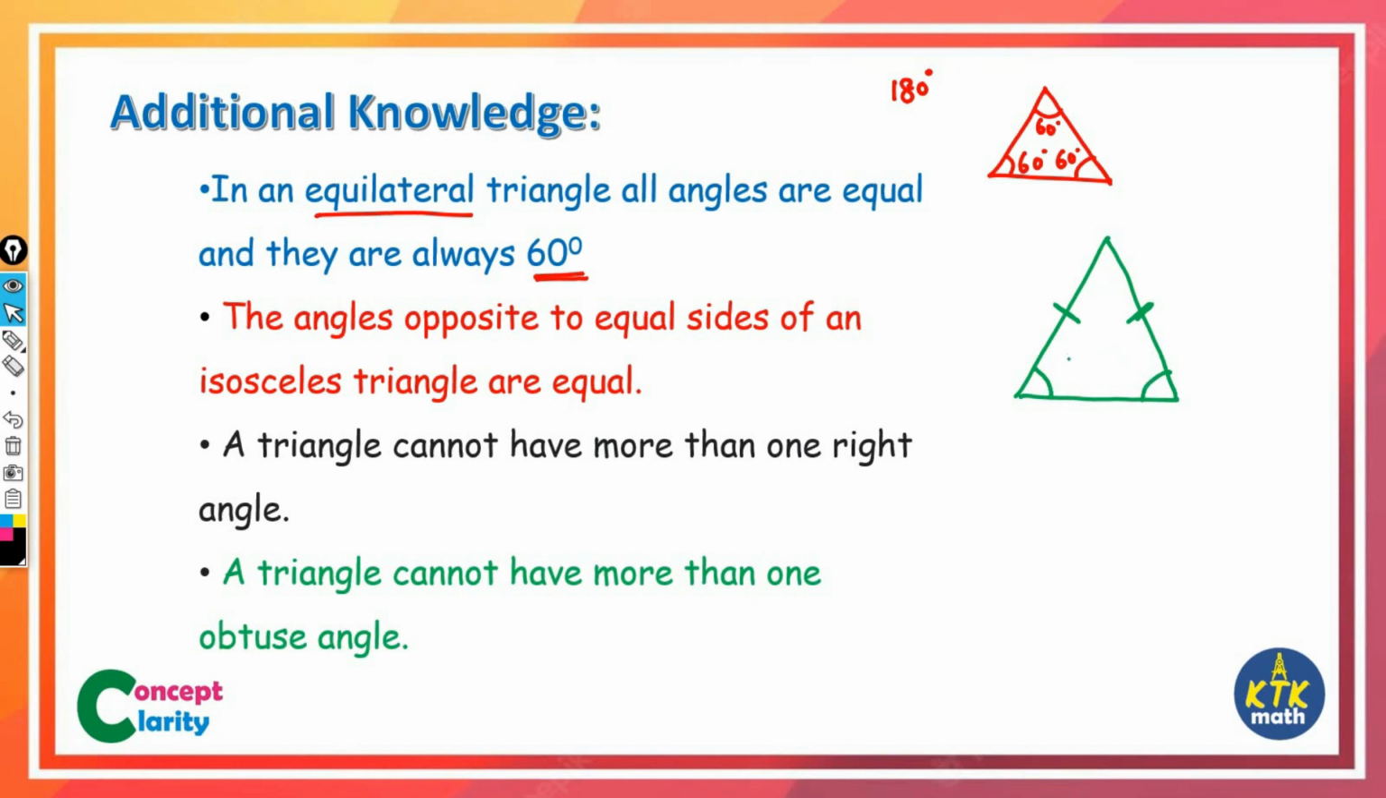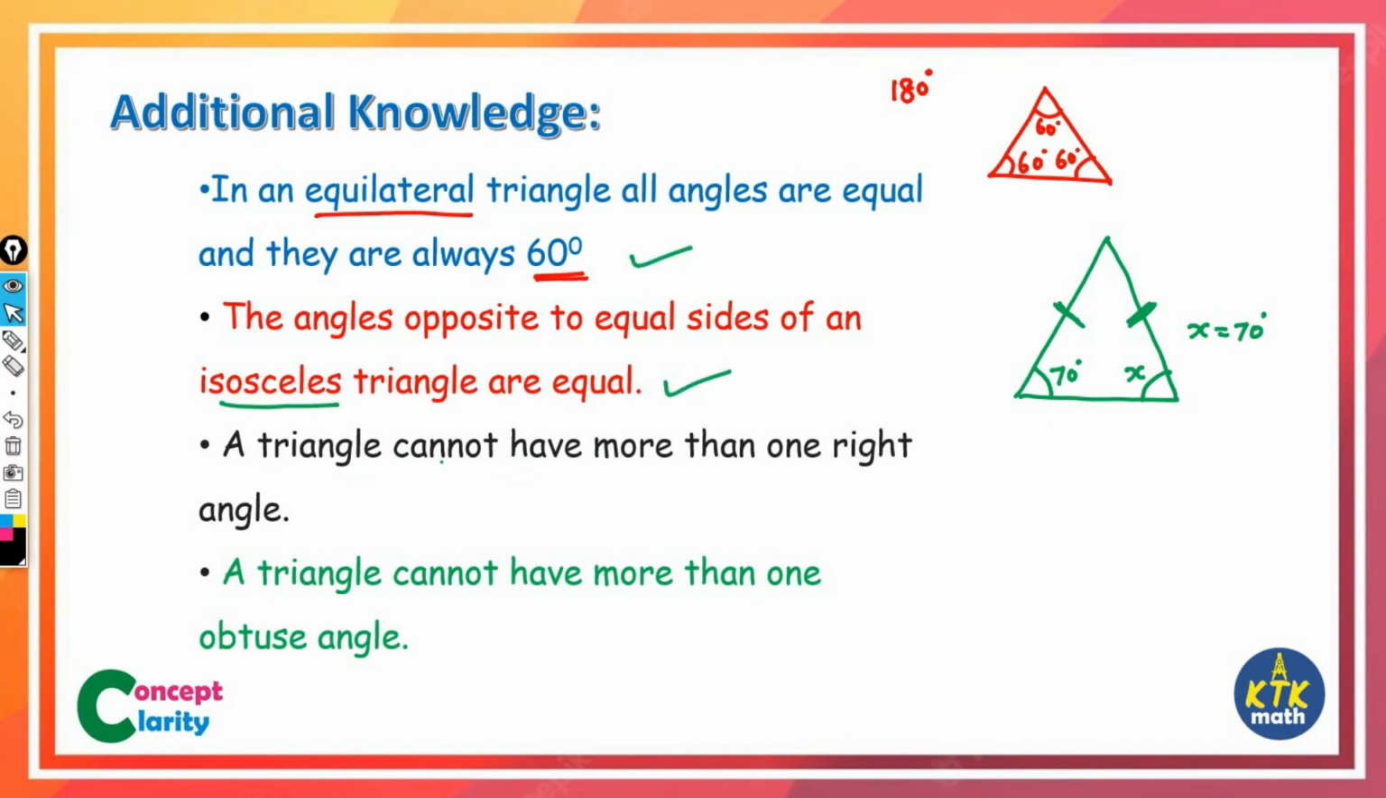For example, if they mention 70 here and here they mention x, you can simply write x equal to 70, since these two sides are equal. When two sides are equal, then angles are also equal. So this is an important property which lies in the isosceles triangle. I hope you got the first two points.